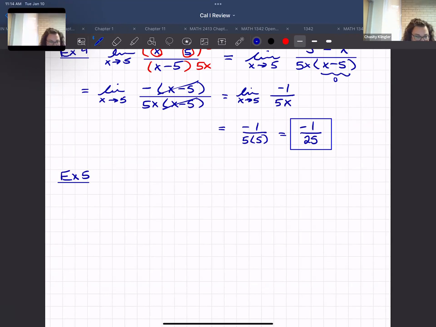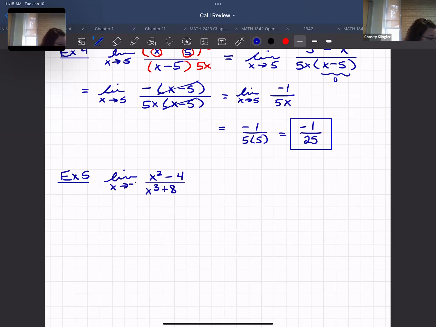Okay, this next example is going to involve a sum of cubes or a difference of cubes. The example I'm going to give you is the sum of cubes, but I'll refresh you on the difference of cubes also. So here we're going to have the limit of x squared minus 4 over x cubed plus 8 as x approaches negative 2. So trying direct substitution, that gives us a negative 8 on the bottom plus 8. So that's a problem. So that tells us we've got to simplify some.